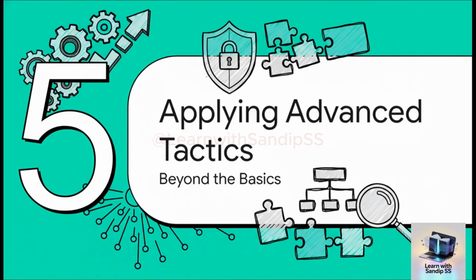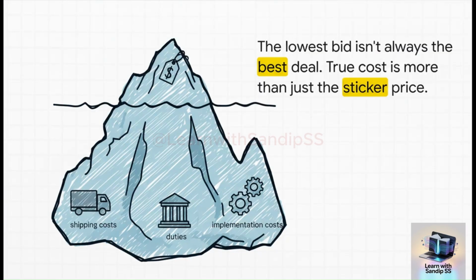Okay, so we've covered the fundamentals of projects and events. You've got the basics down. Now, let's level up and explore a more sophisticated strategy that gives you even deeper control over your decision-making. Because let's be real, we all know the lowest bid isn't always the best deal, right? The true cost of a product or service involves so much more than what's on the price tag. I mean, what about shipping, duties? What about implementation or switching costs? All of these things really matter.